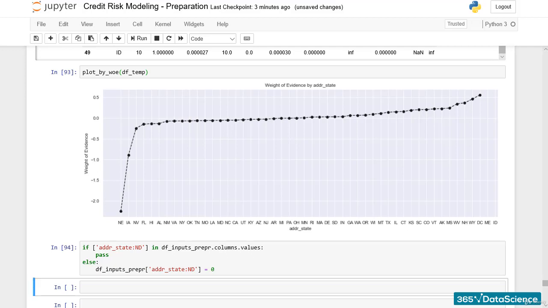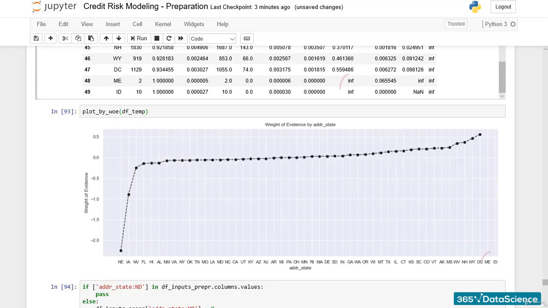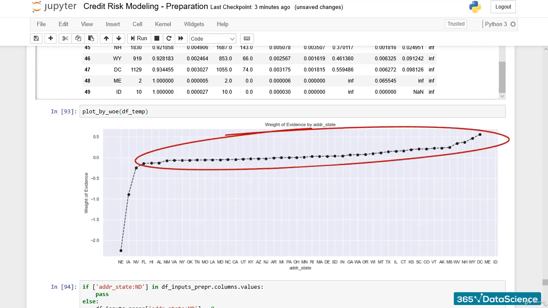Now, we can see here that there are 2 states, Nebraska and Iowa, with a considerably lower weight of evidence compared to most states. There are also 2 states with a considerably higher weight of evidence, Maine and Idaho. Note that weight of evidence for the last state could not be calculated because there are no bad borrowers. The other 46 categories appear to have very similar weight of evidence values compared to these.